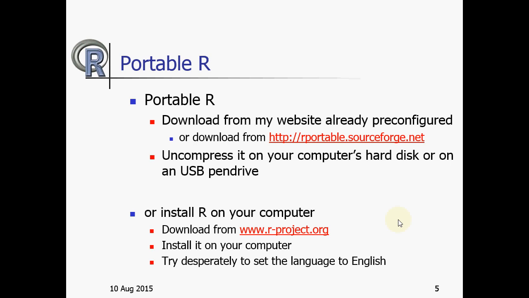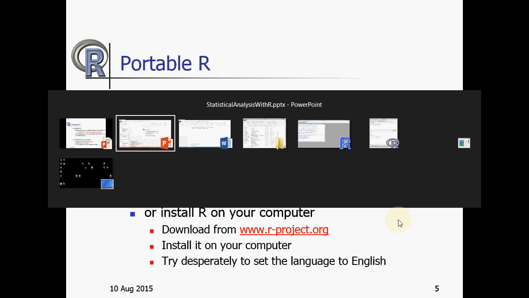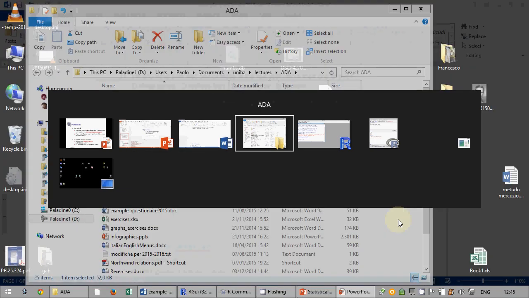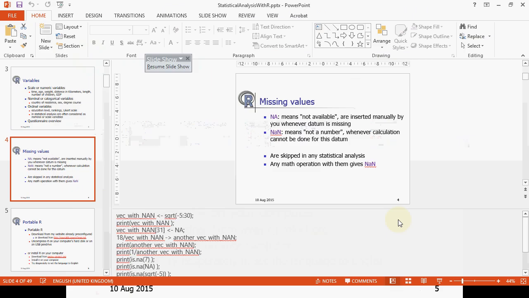If you are so crazy that you plan to use the R installed by the university, good luck, because there are two versions, one for Windows 7 and one for Windows 8. Both have serious problems, so I don't take any responsibility. If you don't have a USB pen drive, tell me and I will buy one for you.